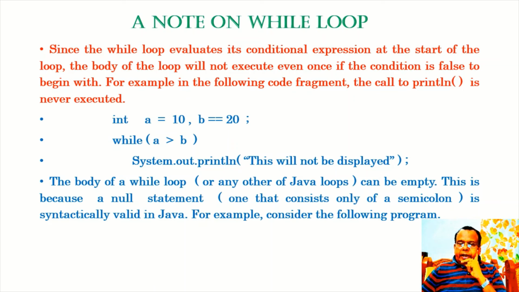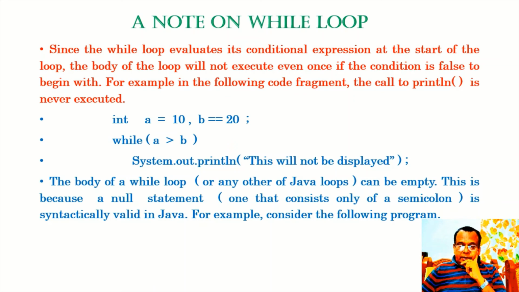Here is a small note on the while loop. Since the while loop evaluates its conditional expression at the start of the loop, the body of the loop will not execute even once if the condition is false to begin with. Fine. If the condition is false to begin with, the body of the loop will not execute even once. For example, in the following code fragment, the call to println is never executed.